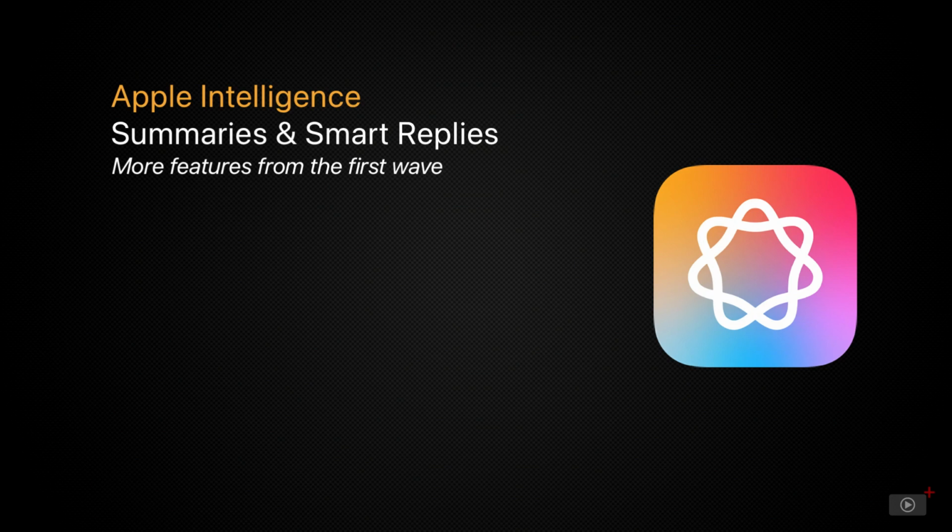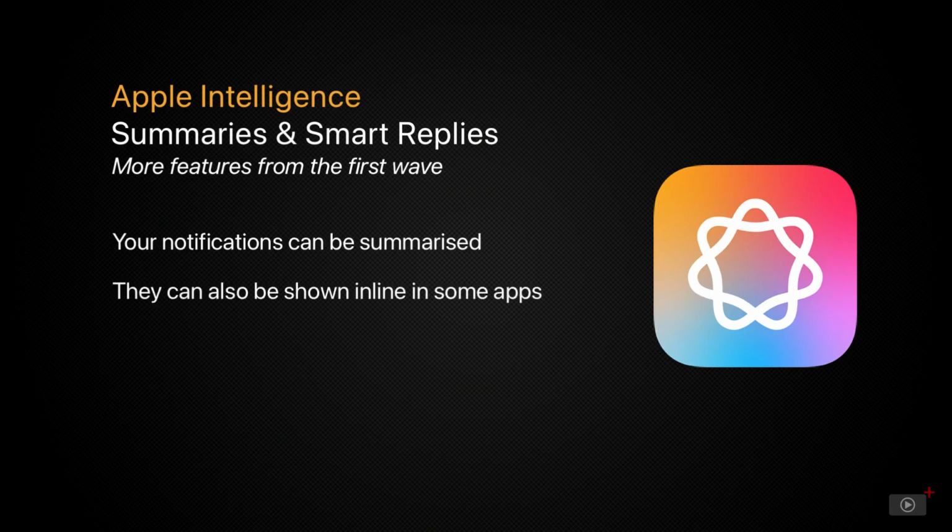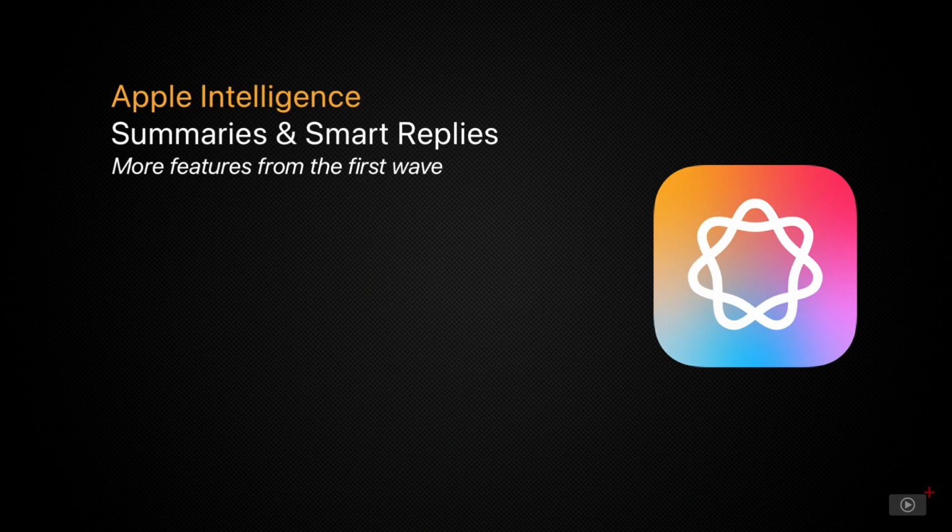Now, Summaries can take single or multiple notifications from both native and third-party applications and present you with a short summary of the content in Notification Center. And with applications like Mail, Messages, and even Safari, you can get a summary of the content in front of you. And then, with Mail and Messages, you can use Apple Intelligence to create a smart reply to the text.